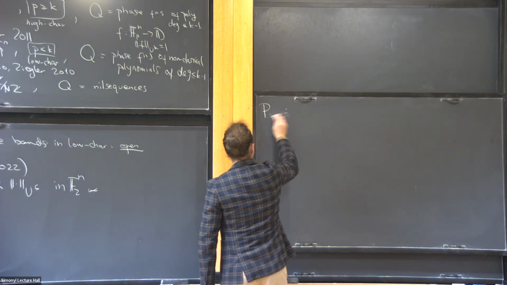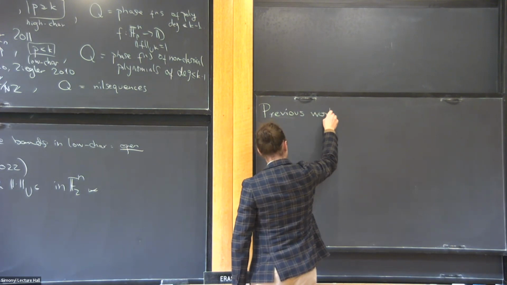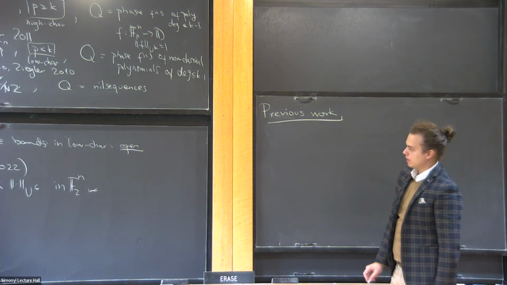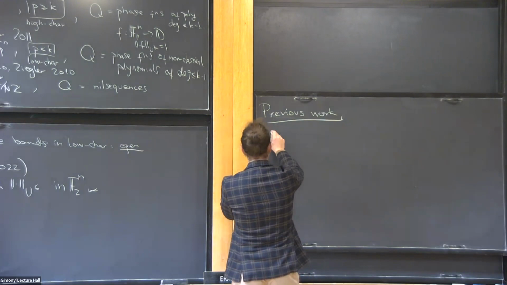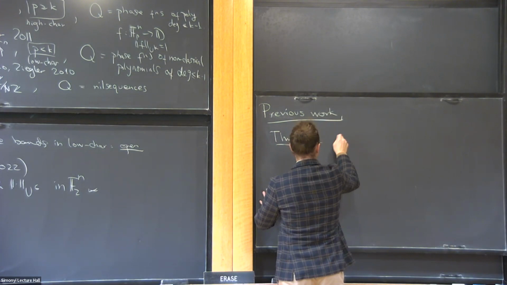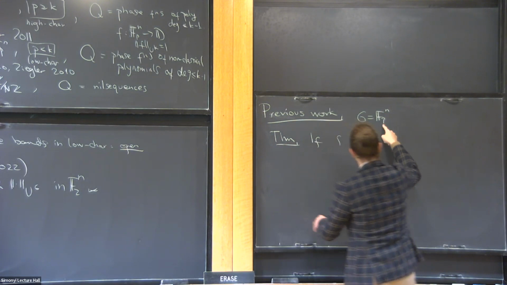And I need to recall some previous work. When Tim and I worked on the U^k case in the high characteristic, we actually got a partial result which works independently of the characteristic. So I'll say now what the result is. So this is a theorem. Let's now say that we specialize to F_p^n. So p is not yet 2, but it'll become soon.